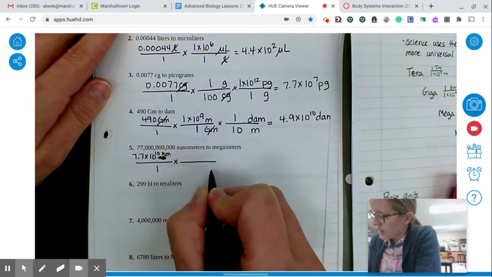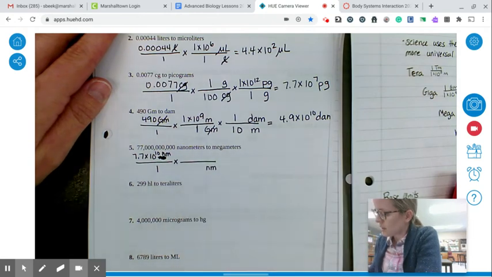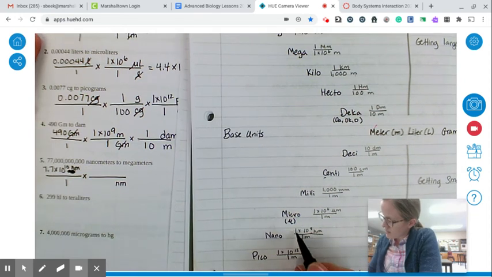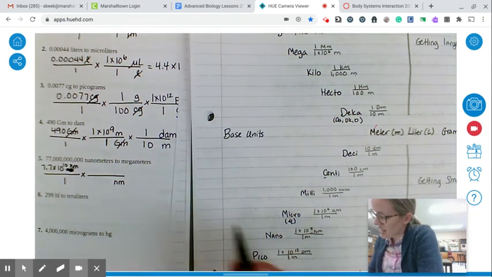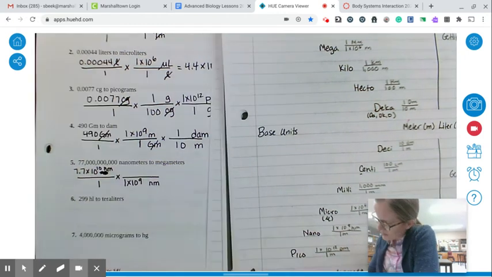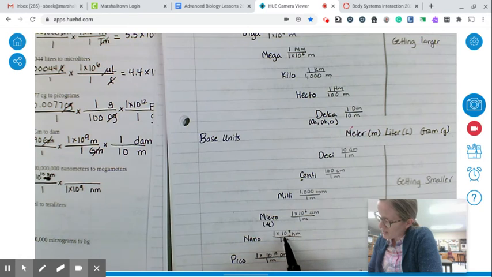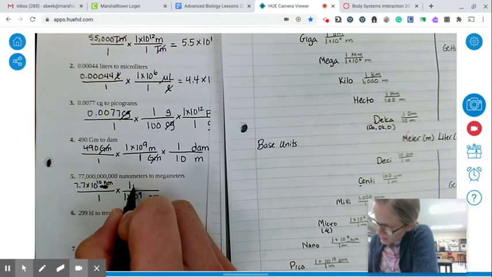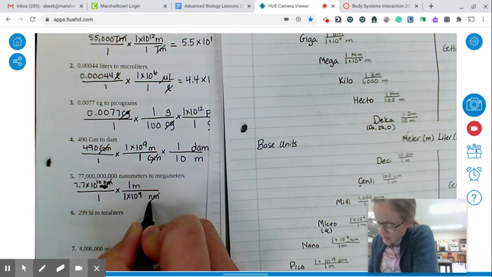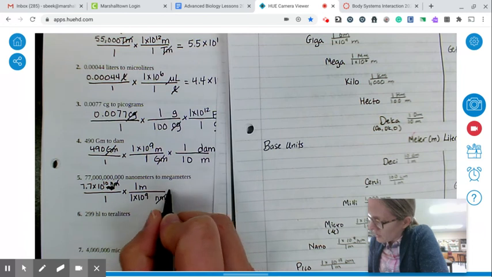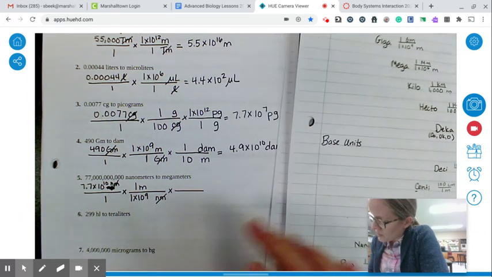And I'm going to take my nanometers and put it down here. And I'll look at my numbers, and it says that 1 times 10 to the 9th nanometers is equal to 1 meter. So I'm using this one, but I'm going to flip it and put this on the bottom and the 1 meter on top. That cancels out the nanometers. I'm at meters, but that's not what they're asking for. Then I'll take my meters and put it down here.